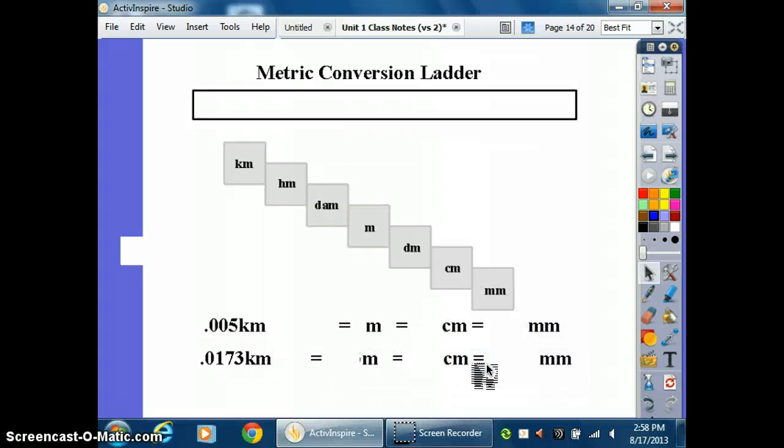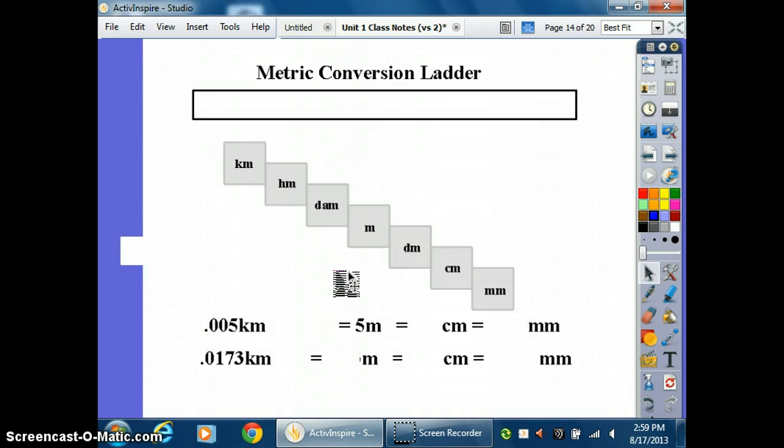Okay, let me close this. All right, let's do some conversion. 5 thousandths of a kilometer. So that's at the top of our ladder, and we need to move to the meter. You can see that's 1, 2, 3 steps. So our decimal needs to move, and we're moving to the right. Stepping down to the right, decimal point moves to the right. 1, 2, 3, right behind the 5. So it would be 5 meters.